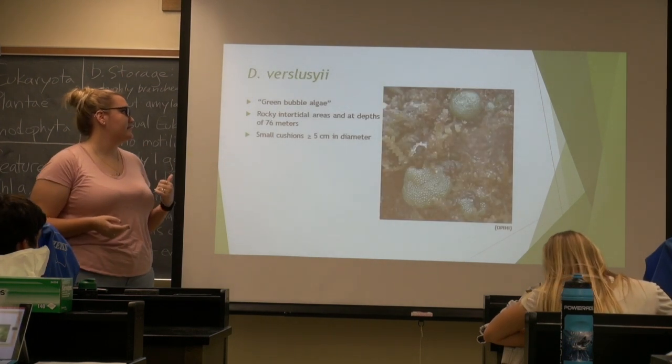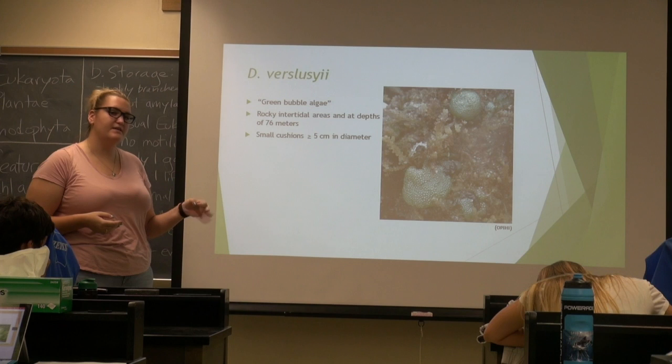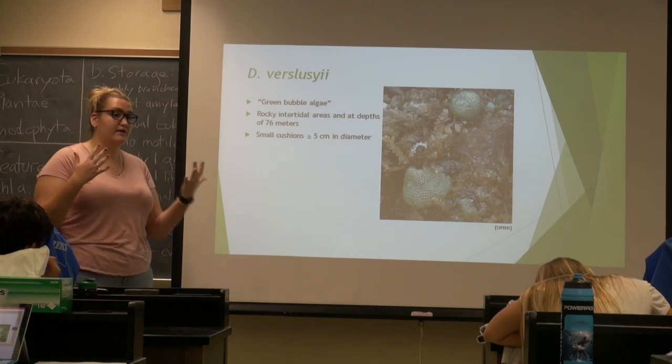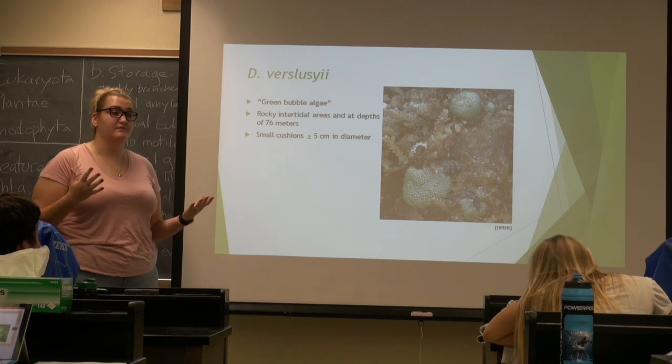So Dictyosphaeria versluysii is the green bubble algae. It's like little itty-bitty buttons you find on the benches all over Hawaii. And it can be found in these rocky intertidal zones and all the way up to 76 meters at depth.